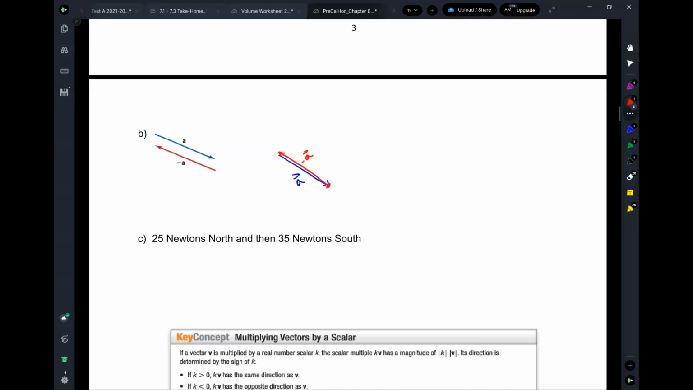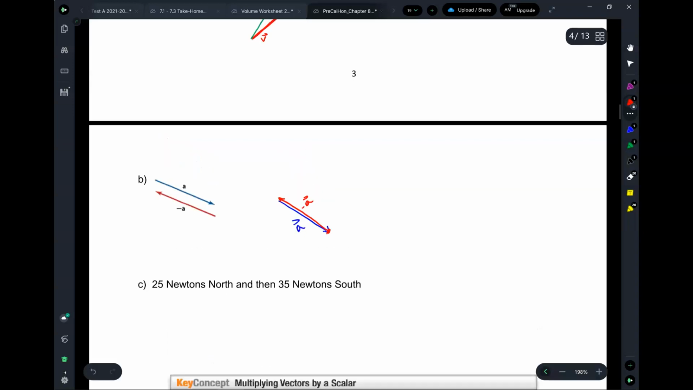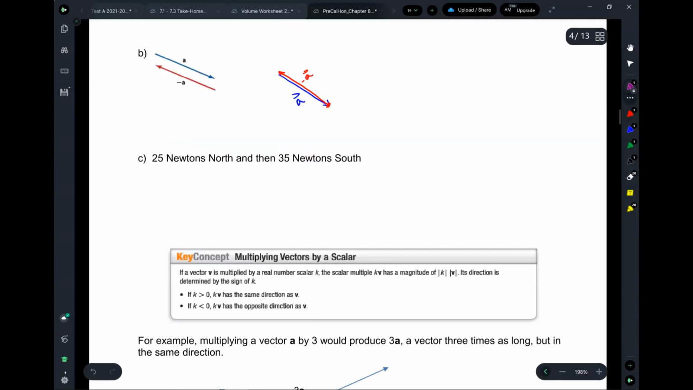0? What do you guys think? 0 it is. Okay? So remember what we said before: they have opposite directions but the same magnitude, so they would cancel each other out. Okay, let's do this next one.